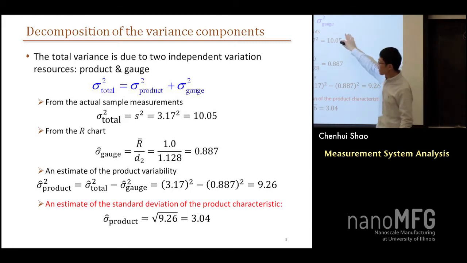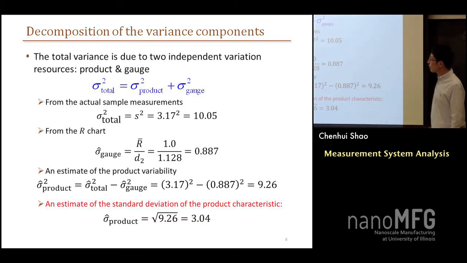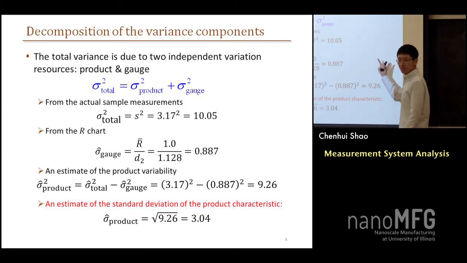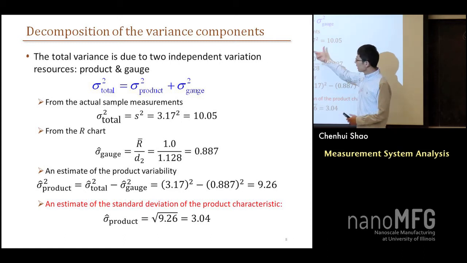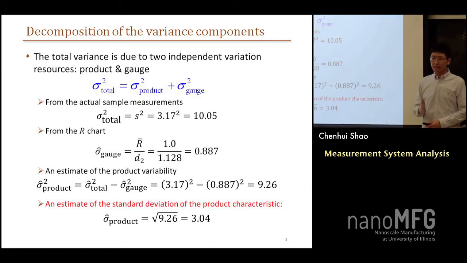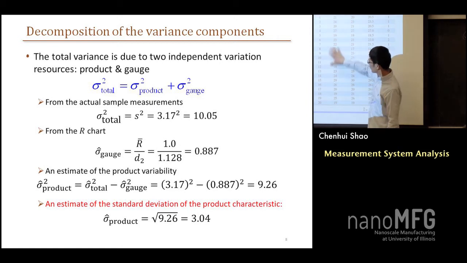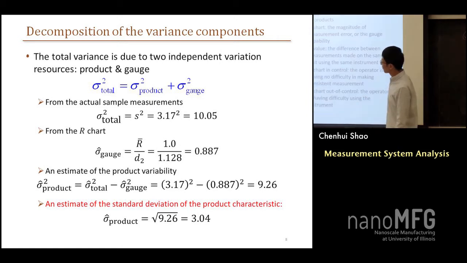So we make this assumption. And then from the actual sample measurement, we know that sigma total square is 0.05. This number is calculated simply by getting the sample variance. So sigma total square is simply the variance of all of these 40 numbers. That's S squared, sigma total square.